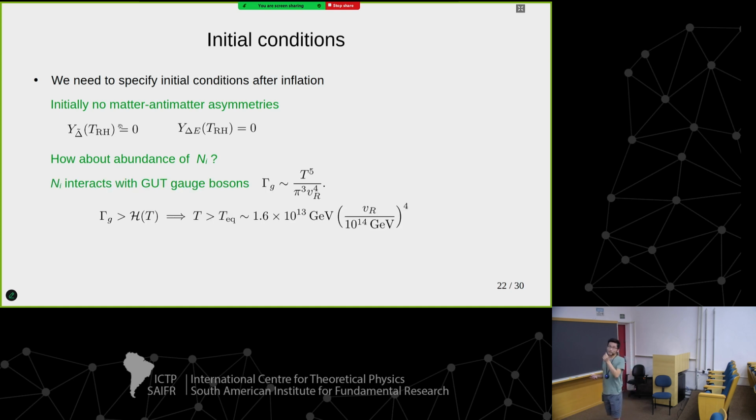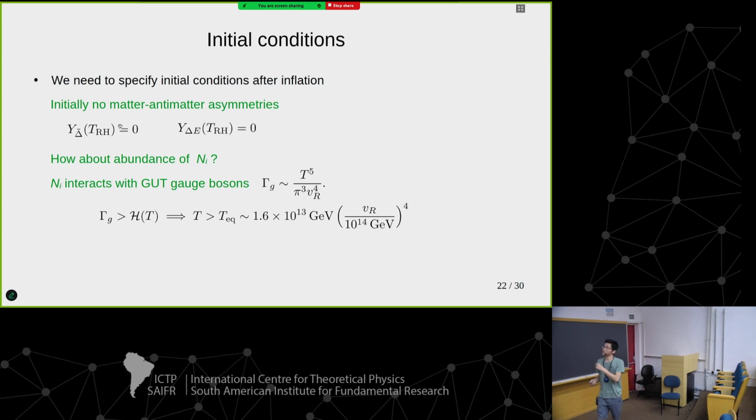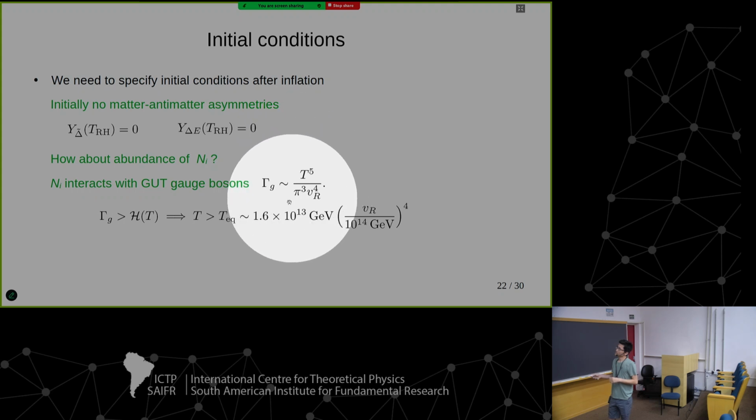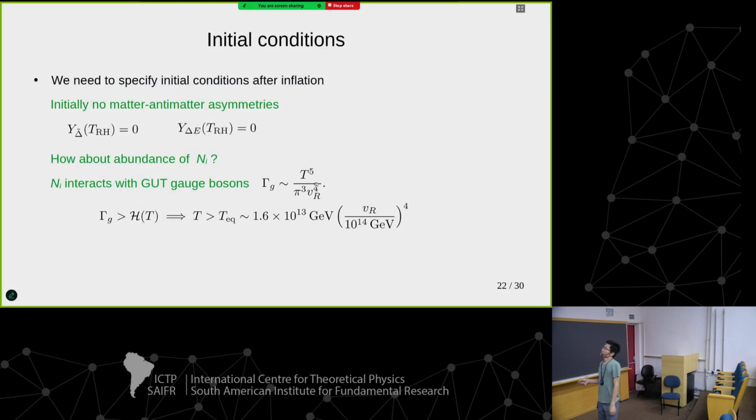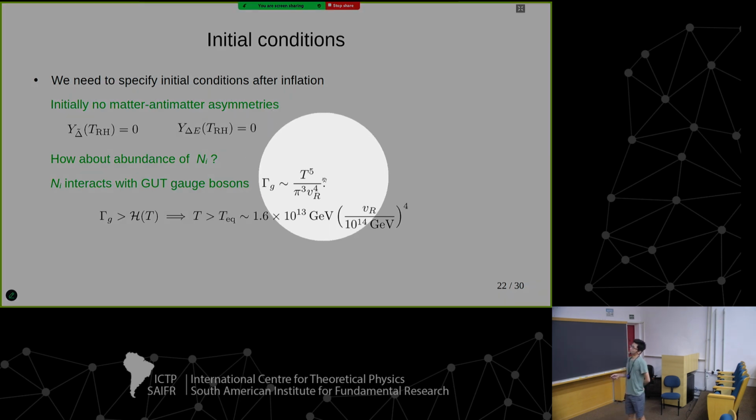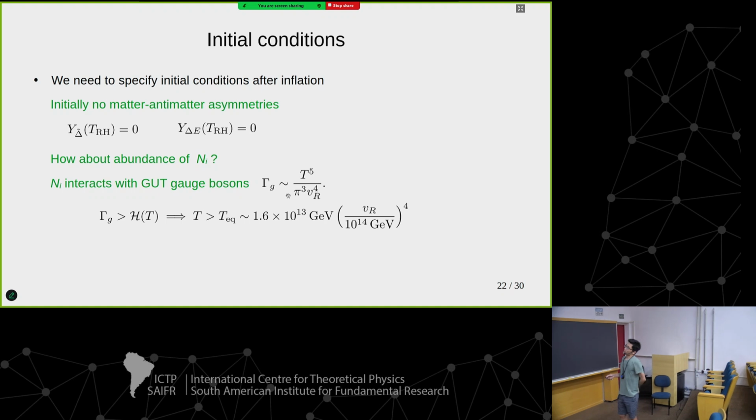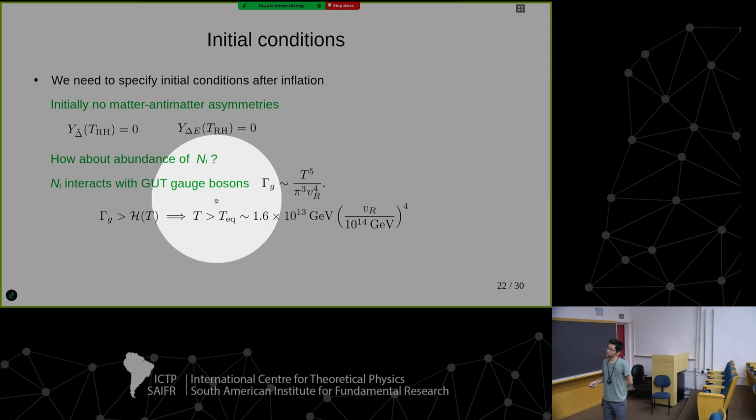Since N is no longer a singlet in SO(10), that means it will interact with the GUT gauge boson. This is just an estimation. This is the SO(10) breaking scale, this V_R. So this is a rate, T to the 5. If you compare this rate and see whether it is fast, we have to compare to something. We compare to the expansion rate of the universe. Then we see that this rate is indeed faster than the expansion.